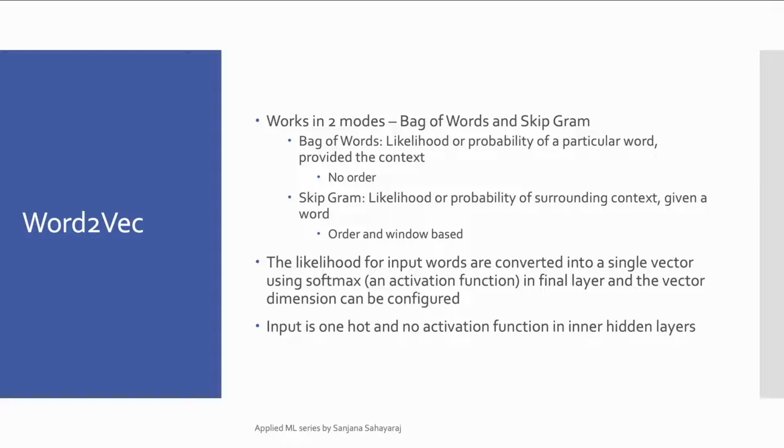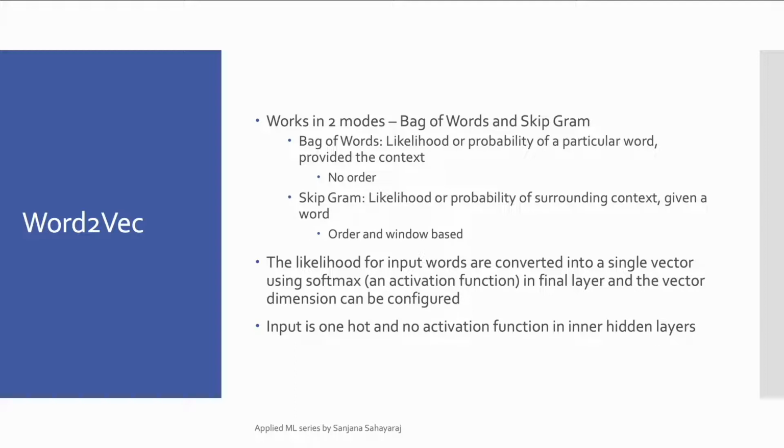And the other mode it works in is called skipgram, where the model learns the likelihood or probability of the surrounding context given a particular word. And here the order is respected by following a window-based approach, and the model is aware of the order of words within this window. So when the model learns to predict this likelihood, these likelihoods are then converted into a single vector using an activation function at the final layer called softmax, but there is no activation function in the inner hidden layers.